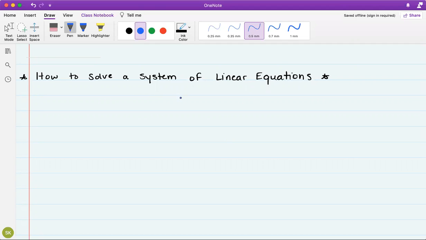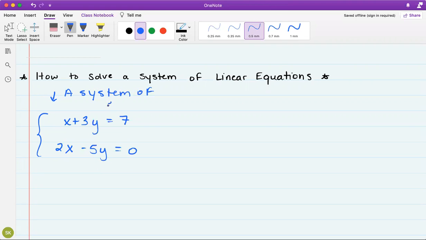Well, if you have a set of two or more equations, like x plus 3y is equal to 7, and let's say 2x minus 5y is 0, you can see I have two equations. As long as I have two or more equations, then I have something called a system. So this is a system of equations.